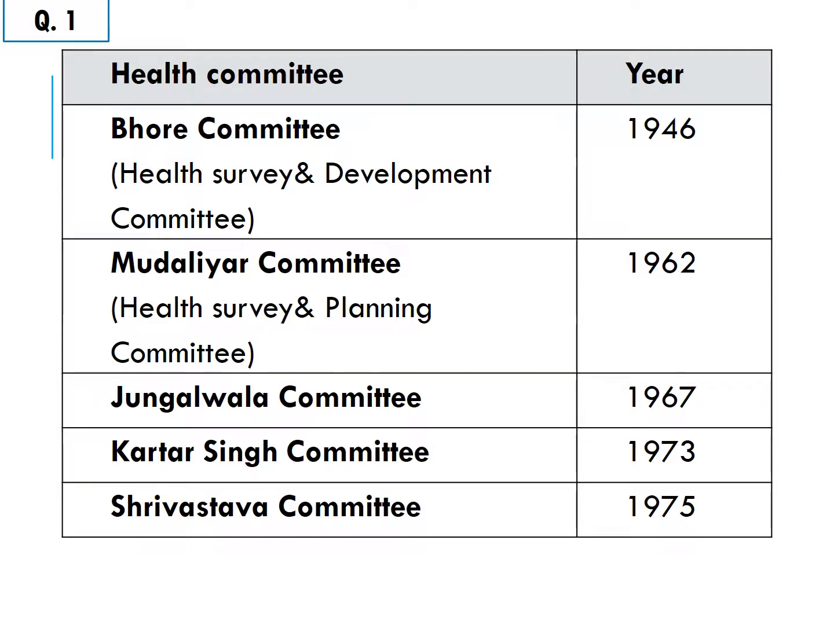Bhore Committee is also called as Health Survey and Development Committee, which was established in 1946. And in 1962, Mudaliar Committee, which is also called as Health Survey and Planning Committee, was established. After 5 years, that is 1967, Jungalwala Committee was established, and in 1973, Kartar Singh Committee was established, and after 2 years of this committee, that is in 1975, Srivastava Committee was established.